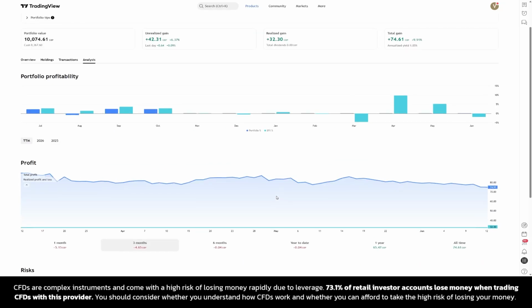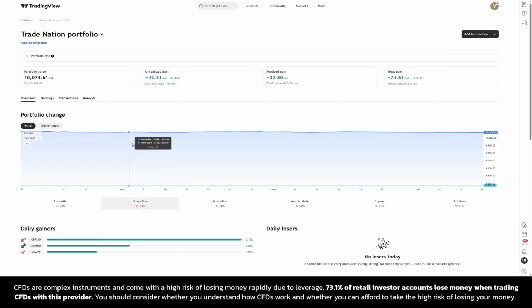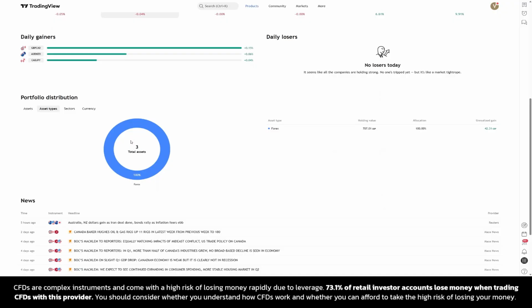Accuracy improves further when all cash flows are recorded. Deposits, withdrawals, and dividend payments should be entered alongside trade activity. Including these movements ensures that metrics such as total gain and annualized yield reflect the true performance of the portfolio rather than just the results of individual trades.